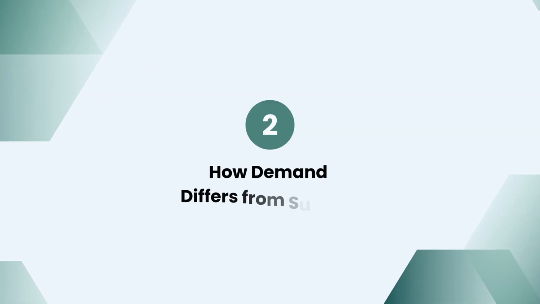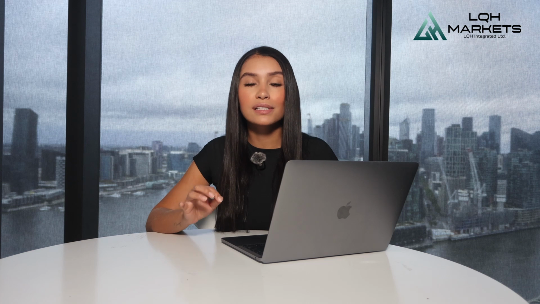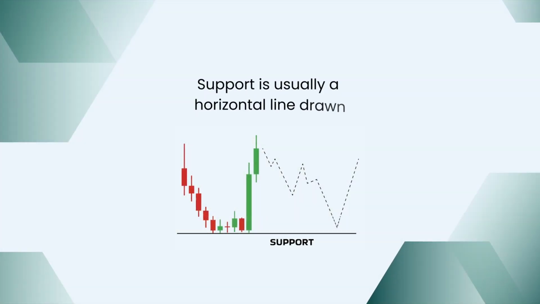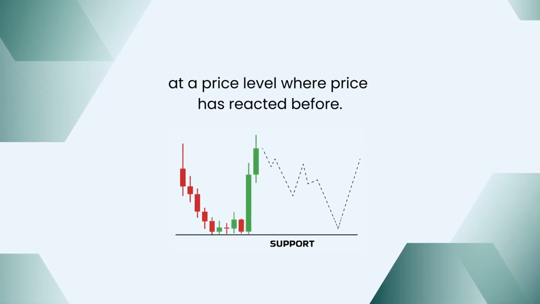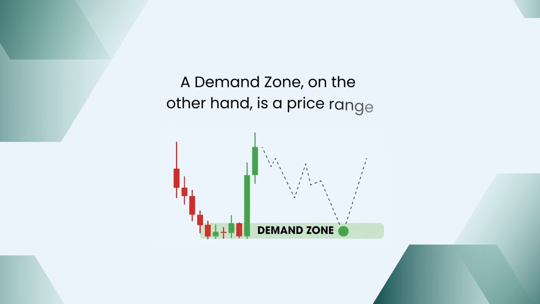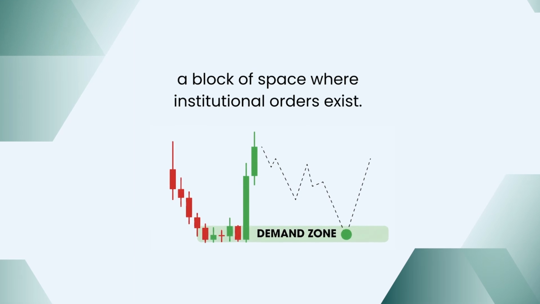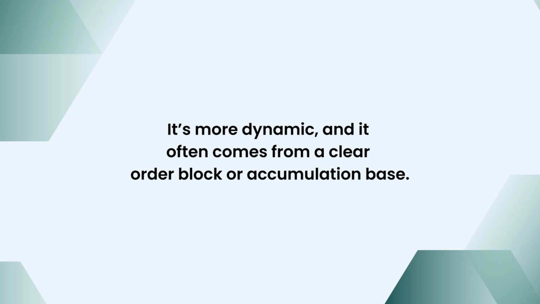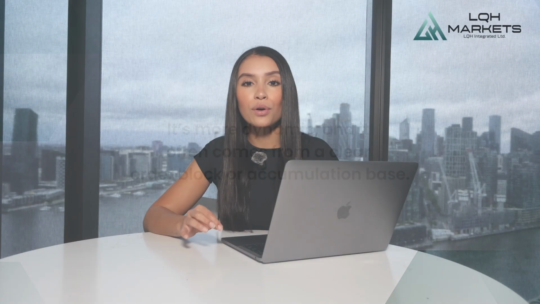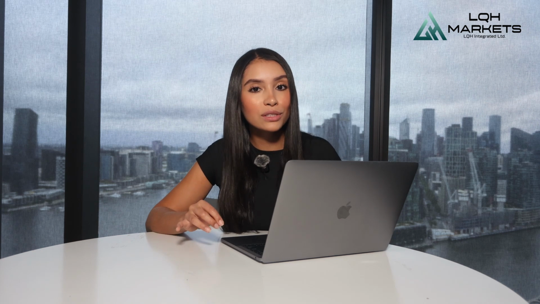Second, how demand differs from support. A lot of beginners confuse demand zones with support levels, but they are not exactly the same. Support is usually a horizontal line drawn at a price level where price has reacted before. A demand zone, on the other hand, is a price range, a block of space where institutional orders exist. It's more dynamic, and it often comes from a clear order block or accumulation base. Support is where retail traders look. Demand zones are where institutions act.